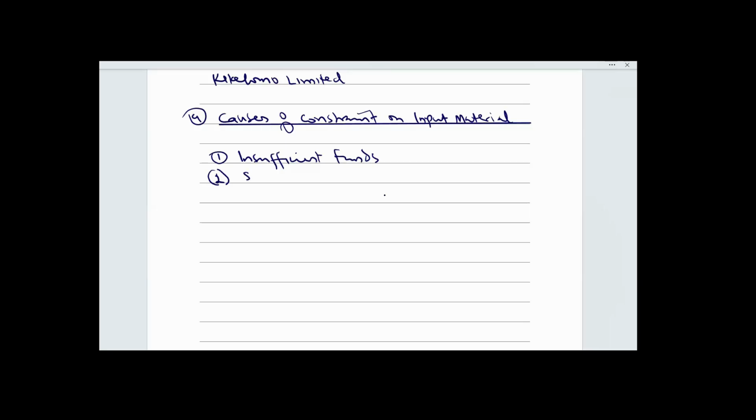So I can say scarcity of raw material, of input material. Okay. So when there's scarcity of the input material needed for production, how do you resolve it?